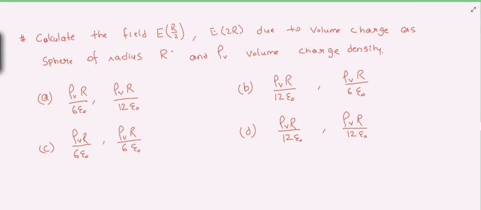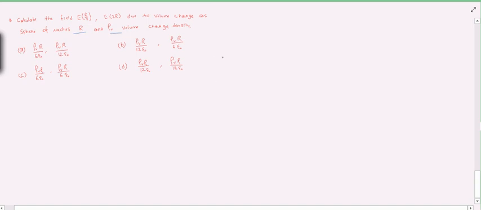Now let us see this question based on the previous thing which we have done, that is volume charge density due to charged sphere. Calculate the field E at r by 2 and E at 2r due to a volume charged sphere of radius r and volume charge density rho v. So we have done this thing right now. So we have to calculate the electric field intensity at r by 2 distance and at 2r.